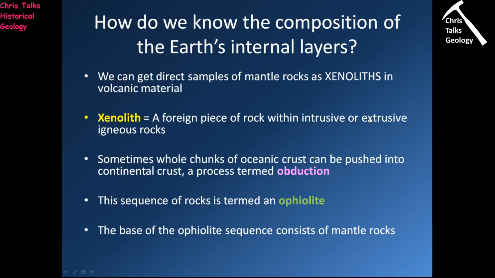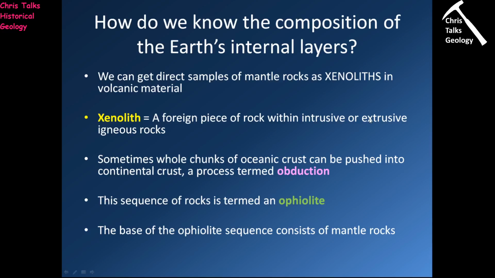However, how do we get pieces of mantle rocks? Well, we can get pieces of mantle rock in a couple of ways. The first way is as xenoliths. A xenolith is a foreign piece of rock within intrusive or extrusive igneous rocks. So essentially it's a piece of rock that shouldn't be there.